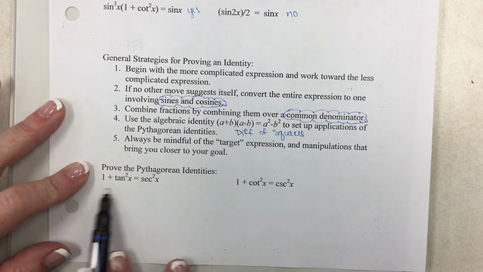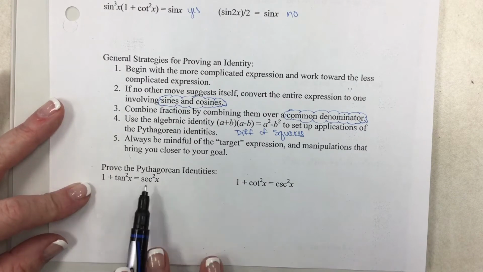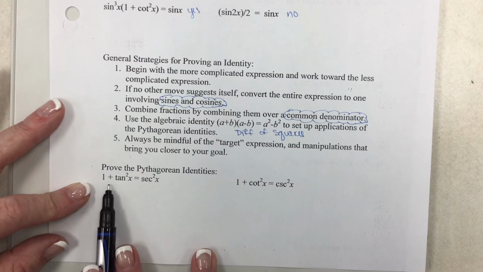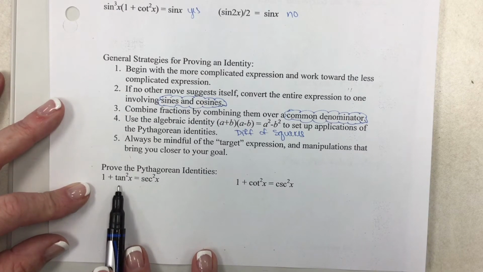So we're going to start with the left side because that's more complicated, and we're going to try to get it to secant squared. All right, so we're going to start with 1 plus tangent squared. What can I do with that?